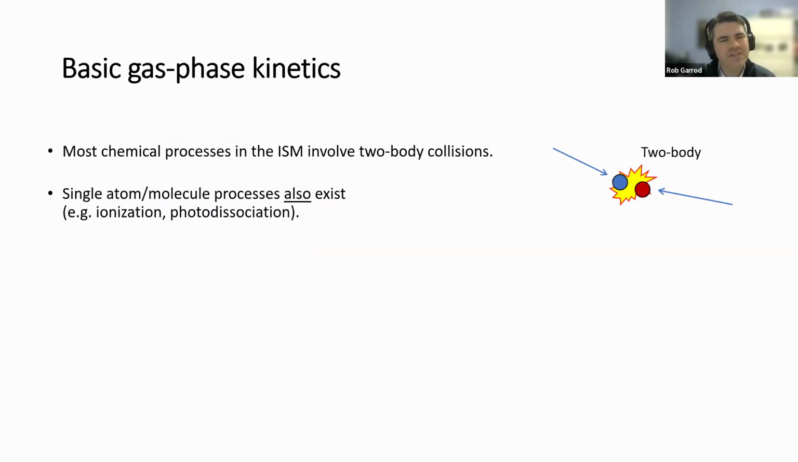Okay, we have single atom or single molecule processes. We should be careful not to call them reactions. A reaction involves two chemical species. But if you start with an atom and you ionize it using a photon, that is a single atom process. Okay, so we'll have those in our networks as well.